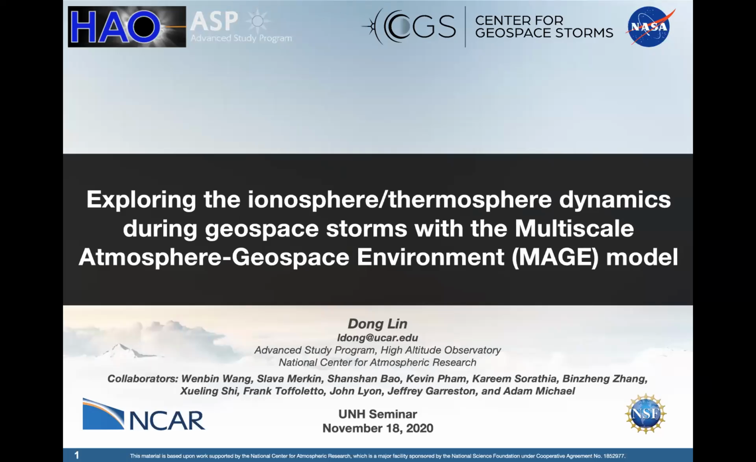Today I'm going to share some of the progress on the ionosphere thermosphere dynamic study, and particularly making use of the newly developed Multiscale Atmosphere Geospace Environment model, also known as the MAGE model. The MAGE model development as well as this talk are both part of the activities in the Center for Geospace Storms, or CGS. CGS is one of the 9 NASA DRIVE Science Centers in Phase 1. I would like to acknowledge my collaborators, including my advisor, Wenbin, the CGS PI, Slava Merkin, and everybody on the CGS modeling team.